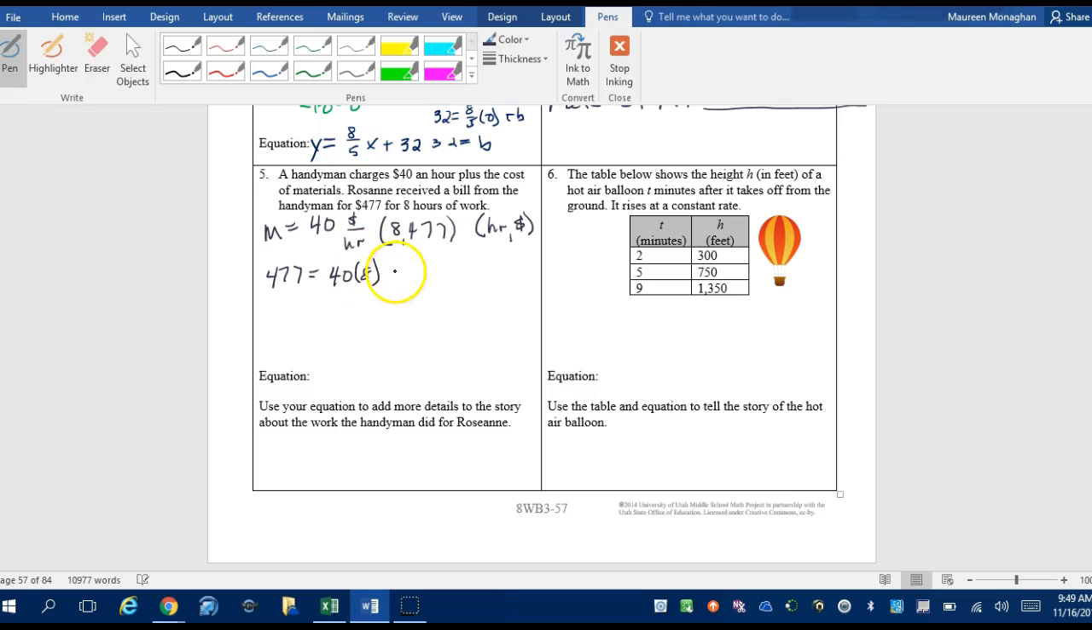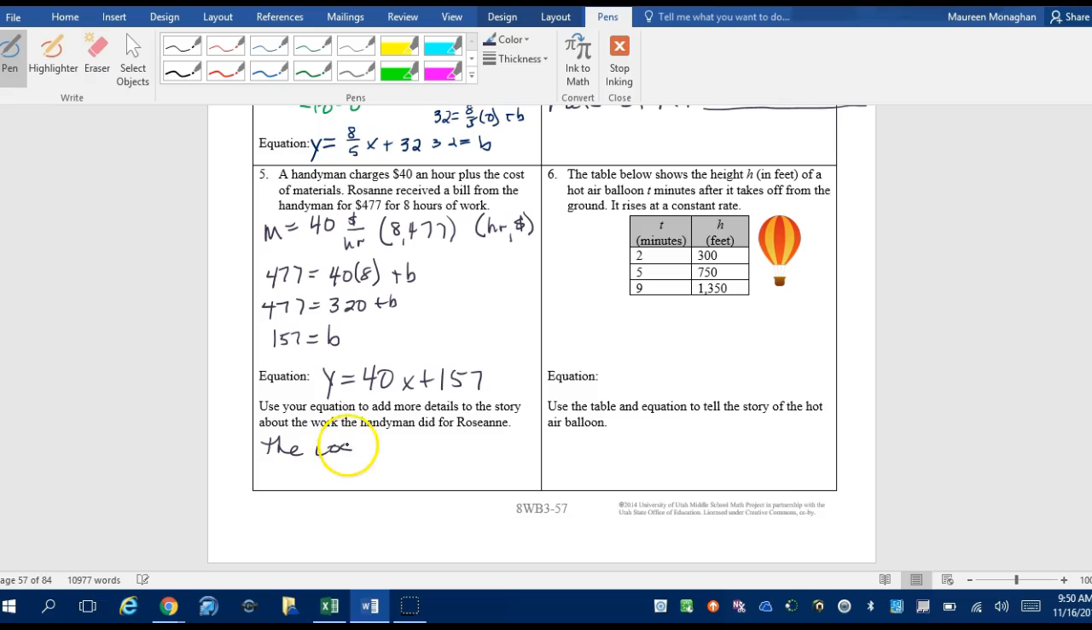Slope. Okay, we got 320 from 40 times 8. 477 minus 320, let's see, what is that? Subtraction, 157. That's b. So I have my slope, 40x plus b. Oh, b is 157. All right. Use your equation, add more details.